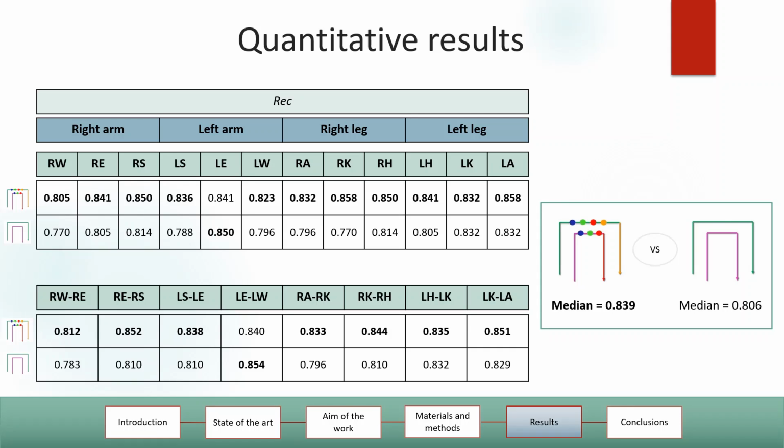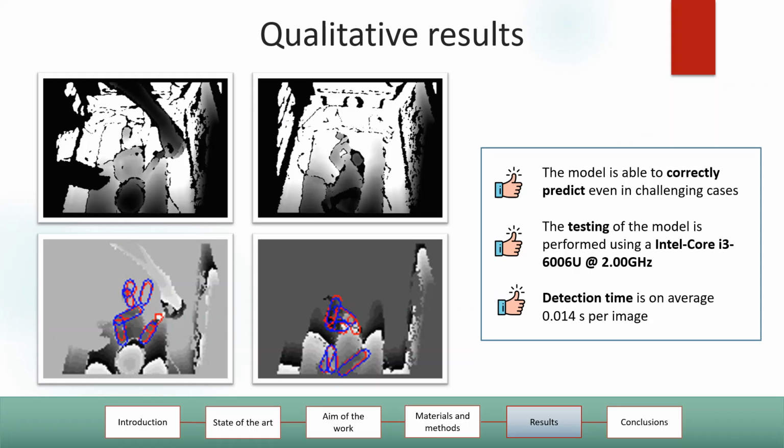The values of median recall for the 12 joints and for the 8 connections are reported in the table for both models. It's worth noting that in almost all cases the dense network achieves better results compared to the other one. In fact, the dense network reached a median recall of 0.839, while the model without dense blocks obtained a median value equal to 0.806. For what concerns the qualitative results, the model is able to predict correctly even in challenging cases, such as interaction with a healthcare operator or infants' crossed legs.